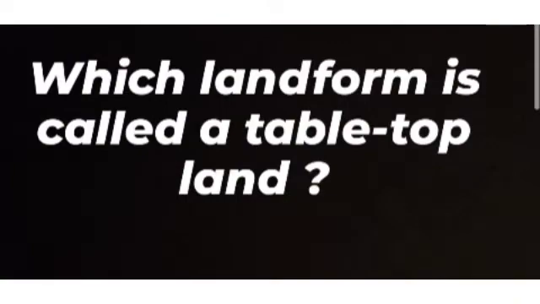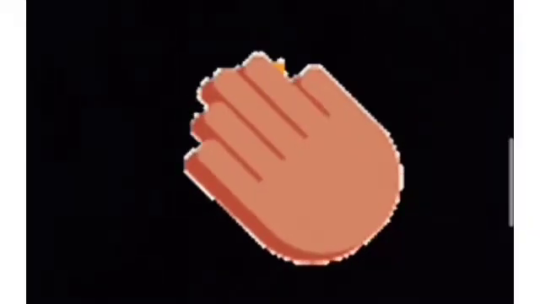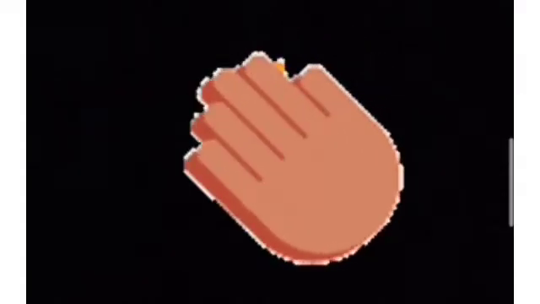Next question is, which landform is called a tabletop land? Yes, the correct answer is plateaus. Plateaus are called the tabletop lands because the top of the plateaus looks like the top of the table. Well done kids, you all have done a wonderful job in the quiz.